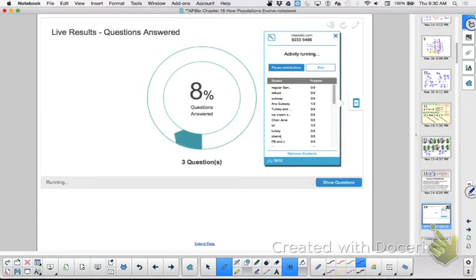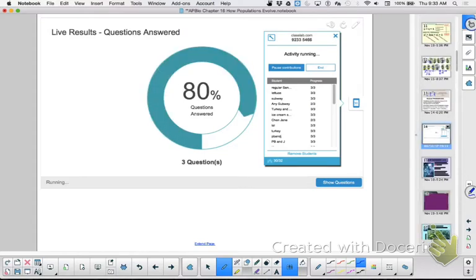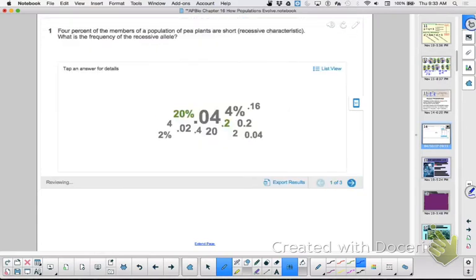Okay, I am going to pause. Okay, we are going to go ahead and stop and work through these. Okay, 4% of the members of a population of pea plants are short, a recessive characteristic. What is the frequency of the recessive allele?